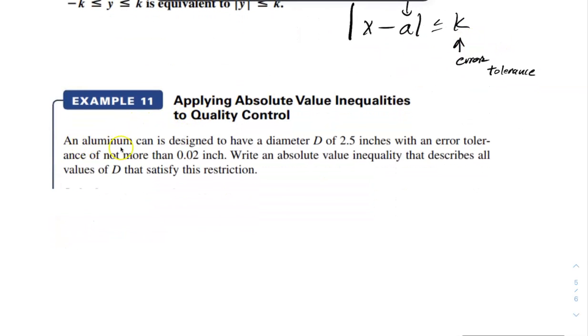An aluminum can is designed to have a diameter of 2.5 inches with an error tolerance of no more than 0.02 inches. Write an absolute value inequality that describes the values of d that satisfy this restriction. So we're going to have this equation. We want the diameter to be 2.5 inches, that's this guy right here, and our error tolerance is 0.02. So here's this formula.